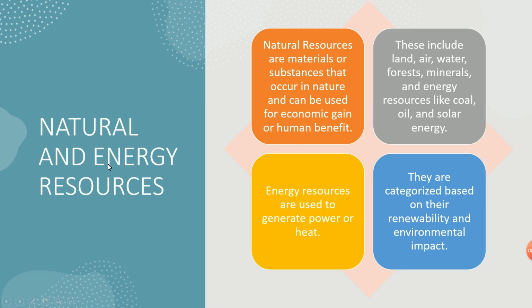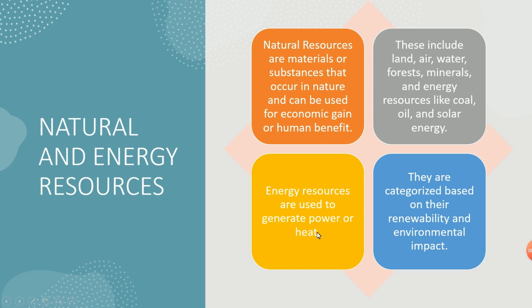Next comes the natural and energy resources. Natural resources are materials or substances that occur in nature and can be used for economic gain or human benefit. This includes land, air, water. Natural resources, இயற்கை வளங்கள், that is the direct Tamil meaning. Then energy resources are used to generate power or heat.